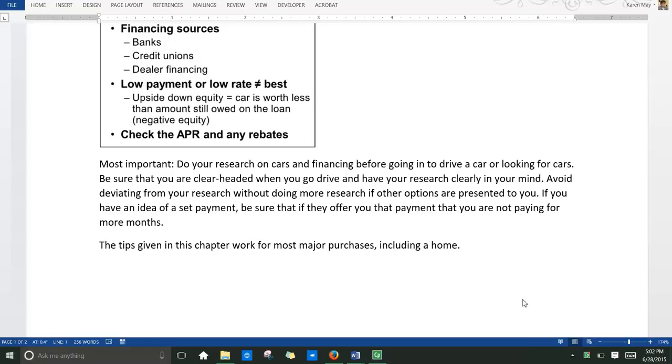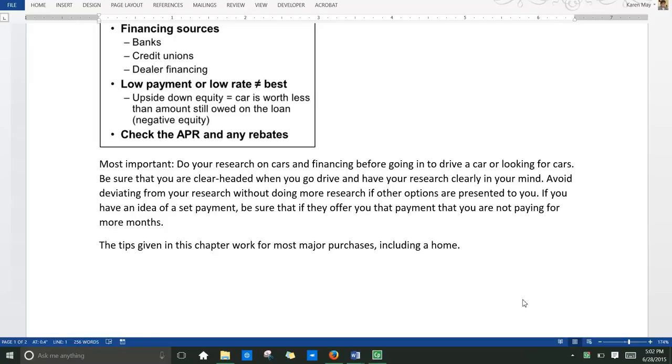Most important, do your research on cars and financing before you go in to drive a car or look for cars. Be sure that you are clear-headed when you go to drive and have your research clearly in mind. Avoid deviating from your research without doing more research if other options are presented to you. If you have an idea of a set payment, be sure that if they offer you that payment, you are not paying for more months. Sometimes they will slip that in.